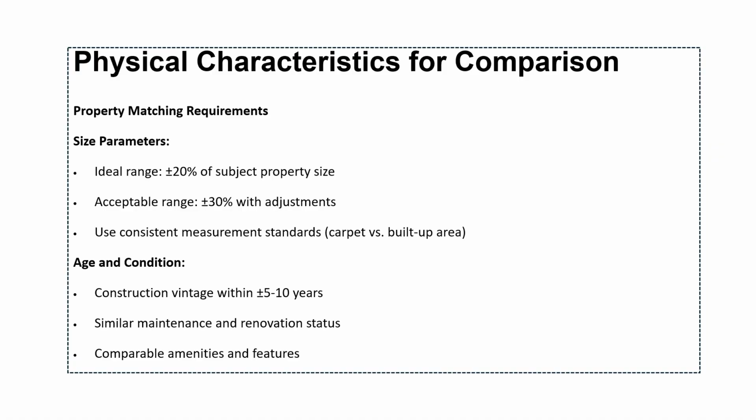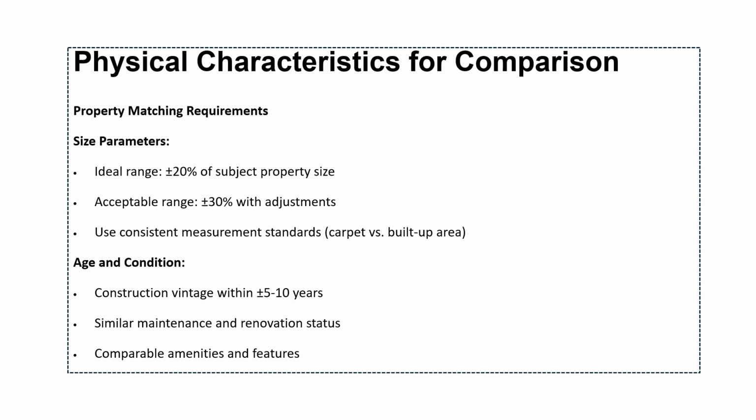Then property matching requirement. So size parameter. Ideal range plus minus 20% of subject's property size. So whatever our property, the comparable should also have an area of around plus minus 20% to that, and acceptable range is plus minus 30% with adjustments. Then use consistent measuring standards. Like in RERA, we are using carpet area. So if we are using that, we are using the same for comparable also.